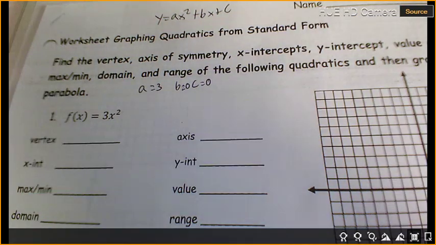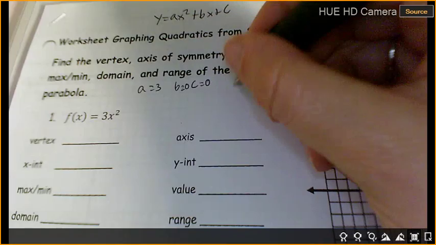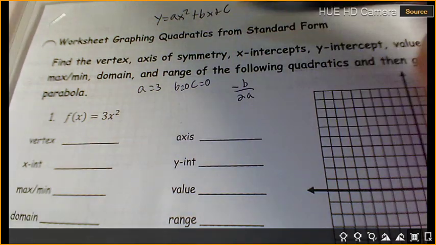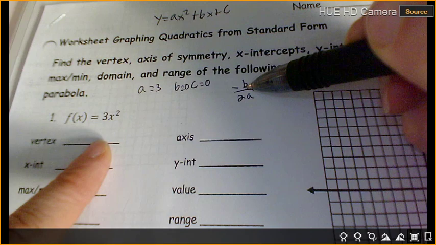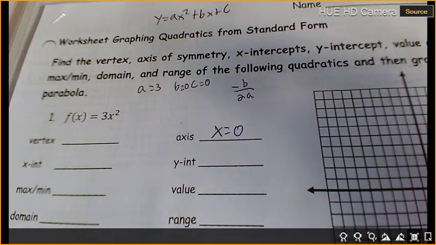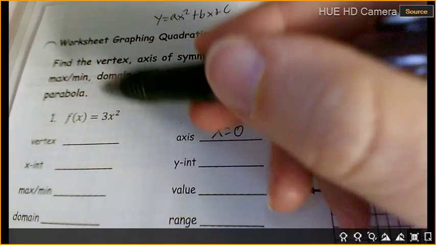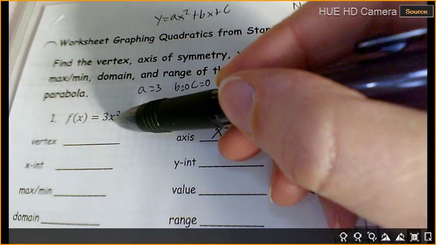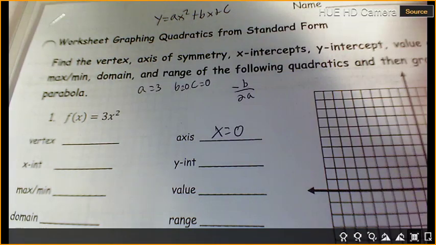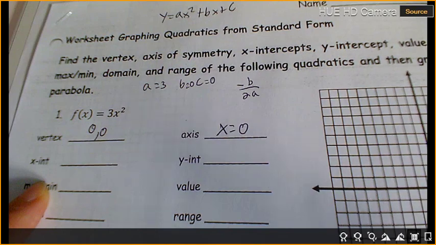Remember to find the axis of symmetry, it's negative b over 2a. Well, I know b is 0, right? So the axis of symmetry is x equals 0. Done. Vertex. If I plug in 0, 0 squared is? 0 times 3 is? So 0, 0. We'll come back to x-intercept.